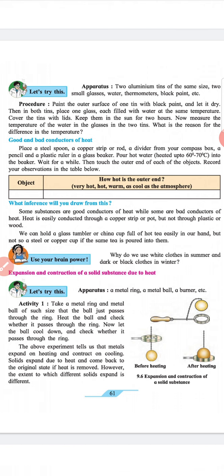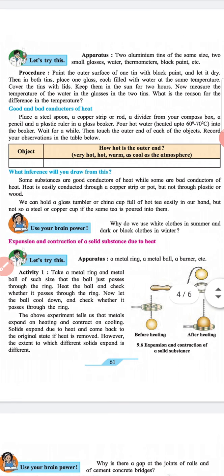Heading: What inference will you draw from this? Some substances are good conductors of heat, while some are bad conductors of heat. Heat is easily conducted through a copper strip or pot, but not through plastic or wood. We can hold a glass tumbler or a china cup full of hot tea easily in our hand, but not a steel or a copper cup if the same tea is poured into them.